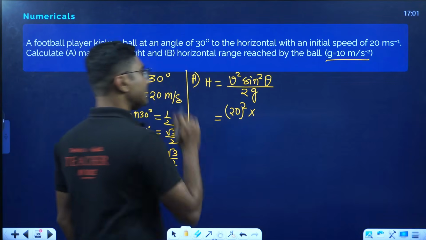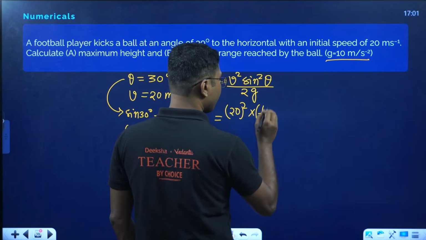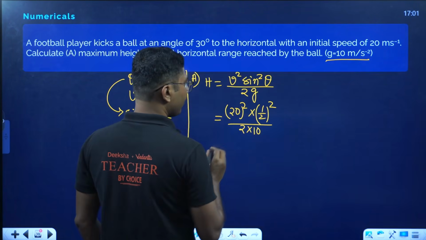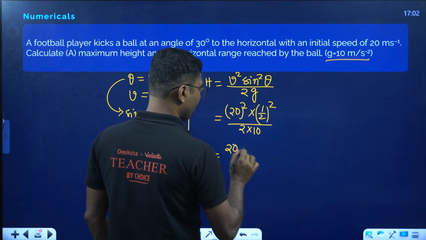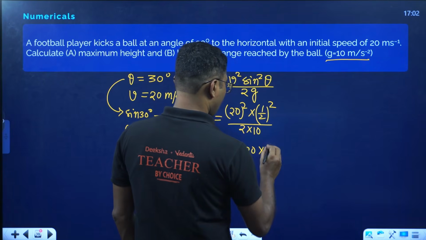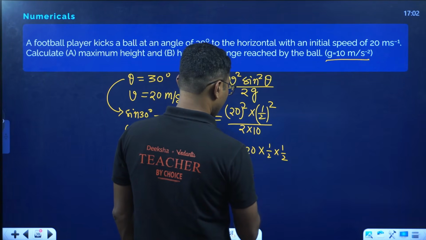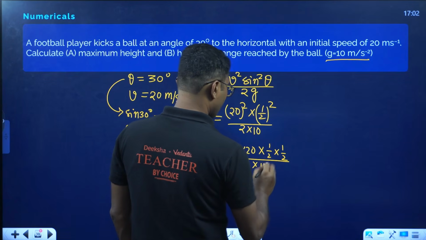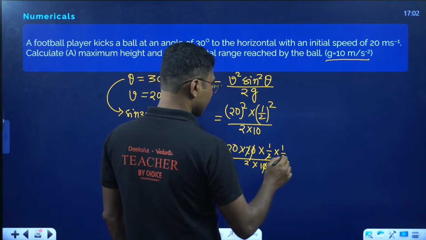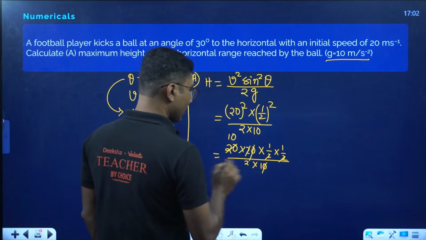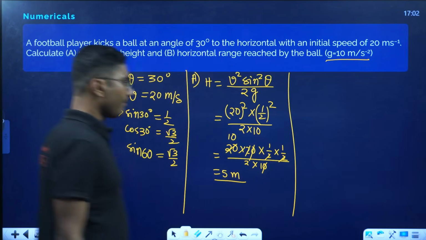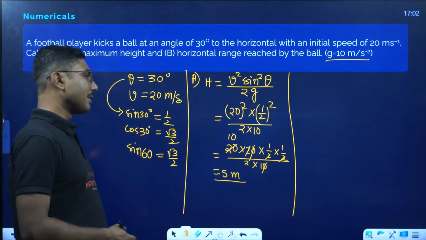Now let's see. V sine square theta means half whole square divided by 2 into 10. Now let's simplify. It will be 20 into 20 into half into half divided by 2 into 10. 0 0 cancels. This 2 cancels, this 2 cancels. We got 10 by 2, that is 5 meter. Maximum height will be 5 meter. So maximum height reached by the ball is 5 meter.